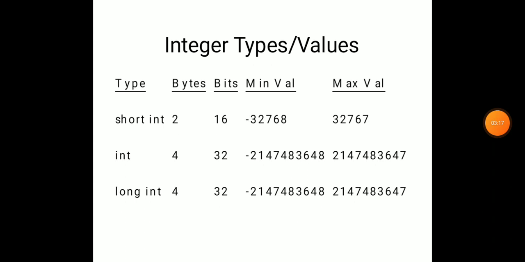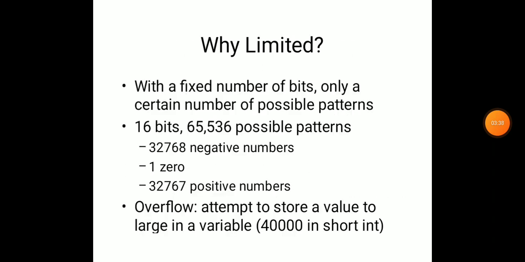Integer types values. Type short integer: 2 bytes, 16 bits. Minimum value -32,768. Maximum value 32,767. Similarly for int and long int. Why limited? With a fixed number of bits, there are only a certain number of possible patterns. 16 bits gives 65,536 possible patterns. Overflow is an attempt to store a value too large in a variable.